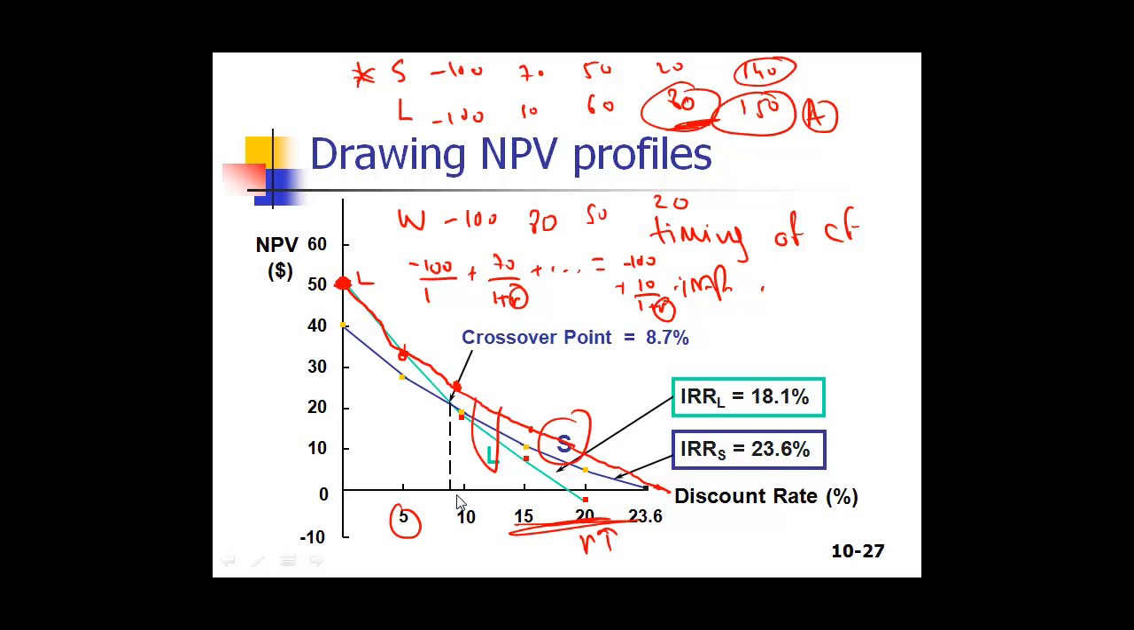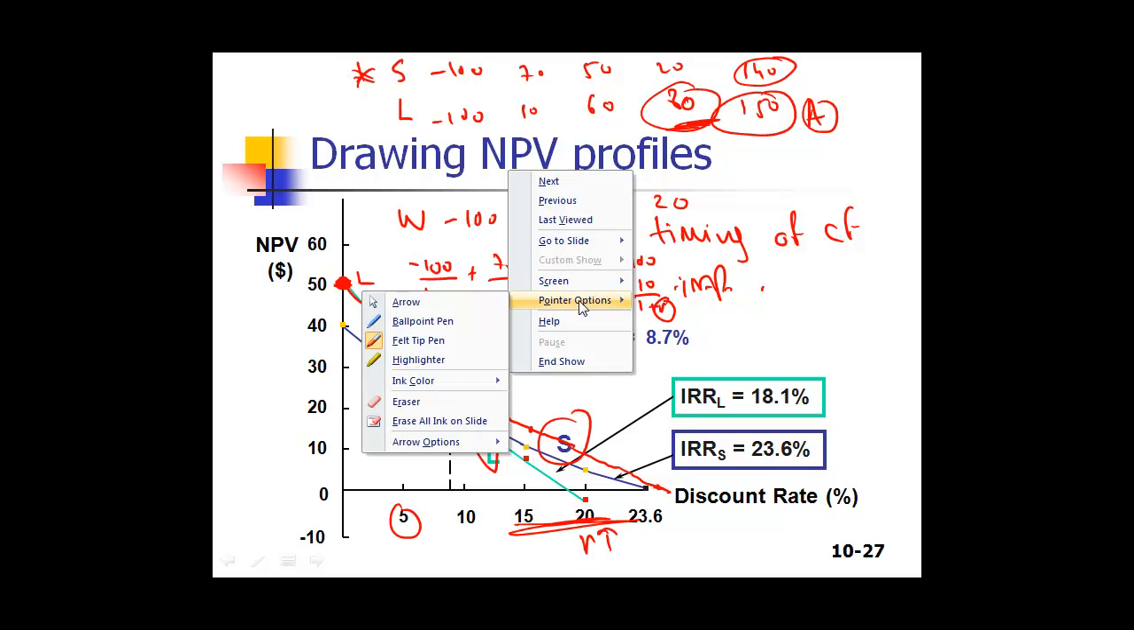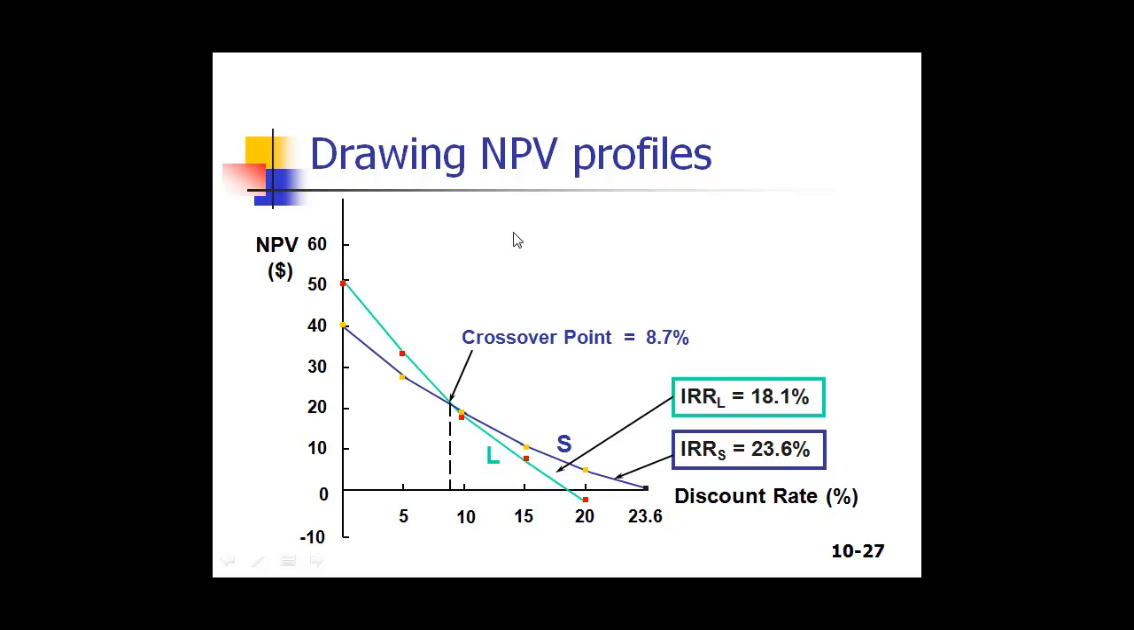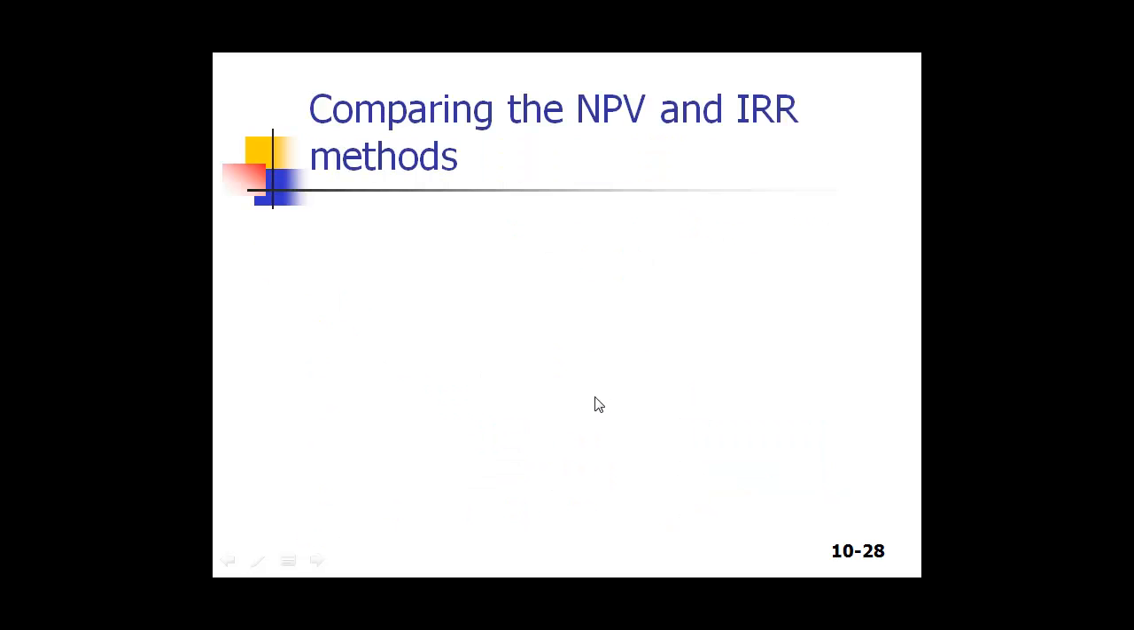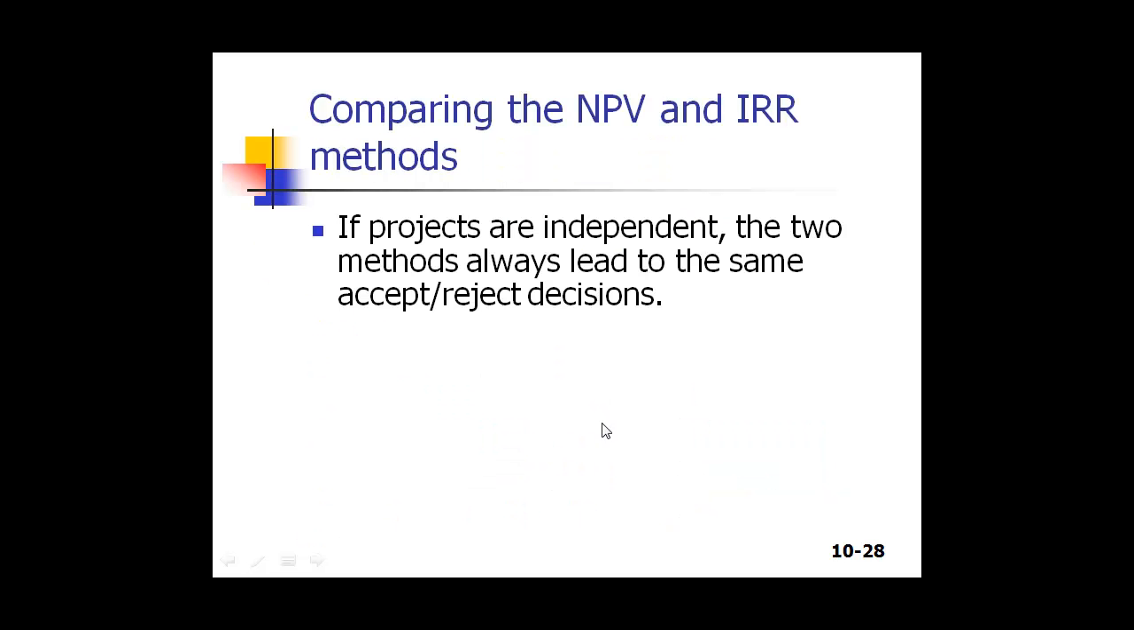So why am I doing all this? Just to illustrate one core point: because of the timing of cash flows, we have the crossover. The crossover point happens because of the differences in the timing of cash flows. This part I actually talked about last time. If projects are independent, NPV and IRR will always give you the same result.